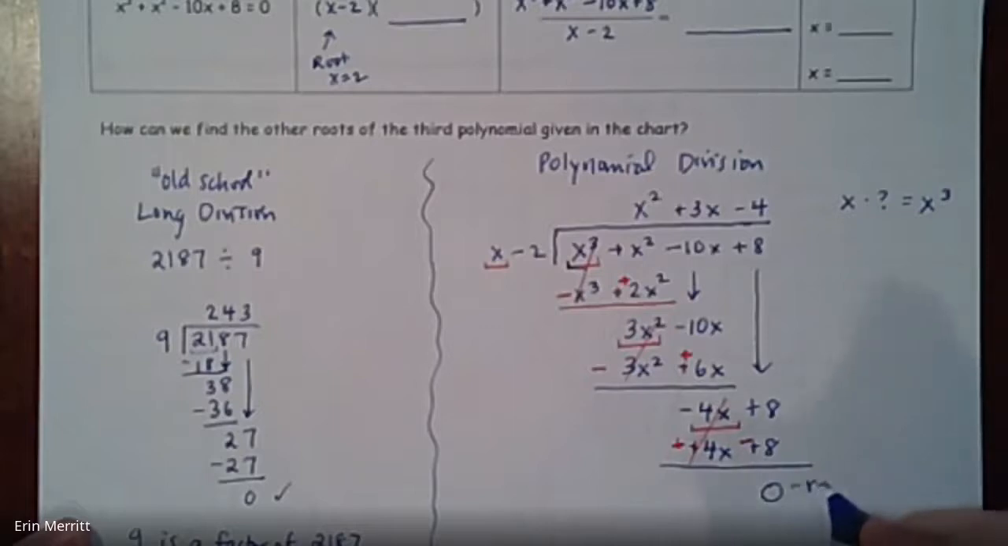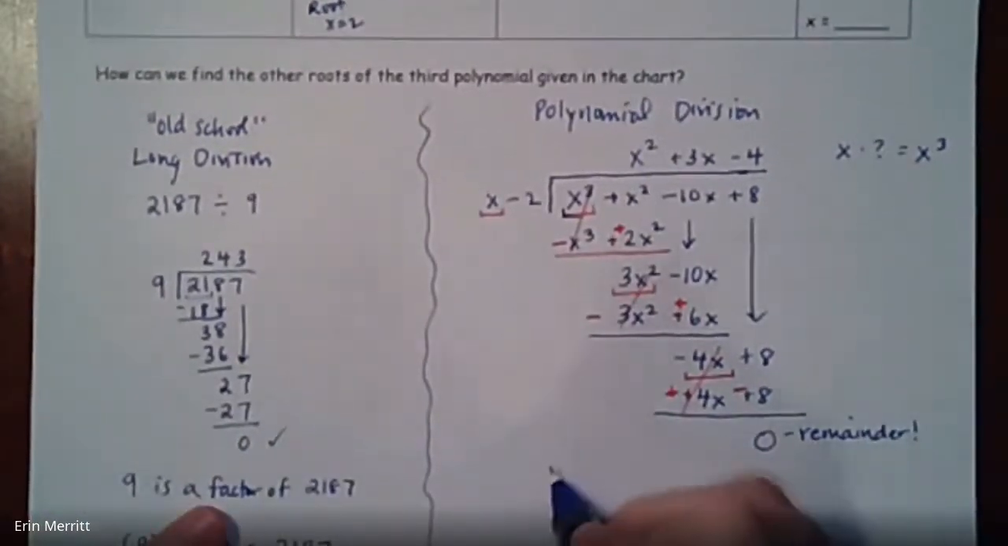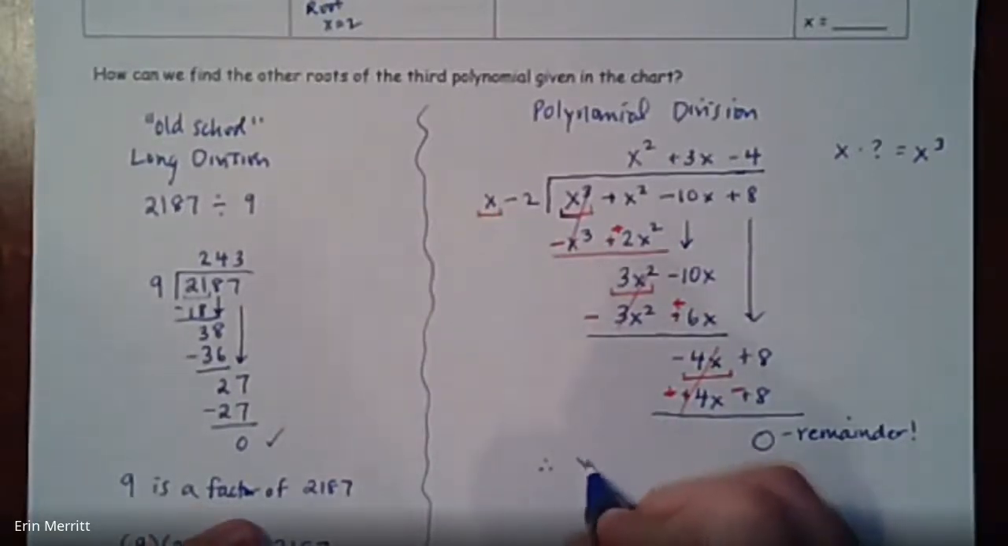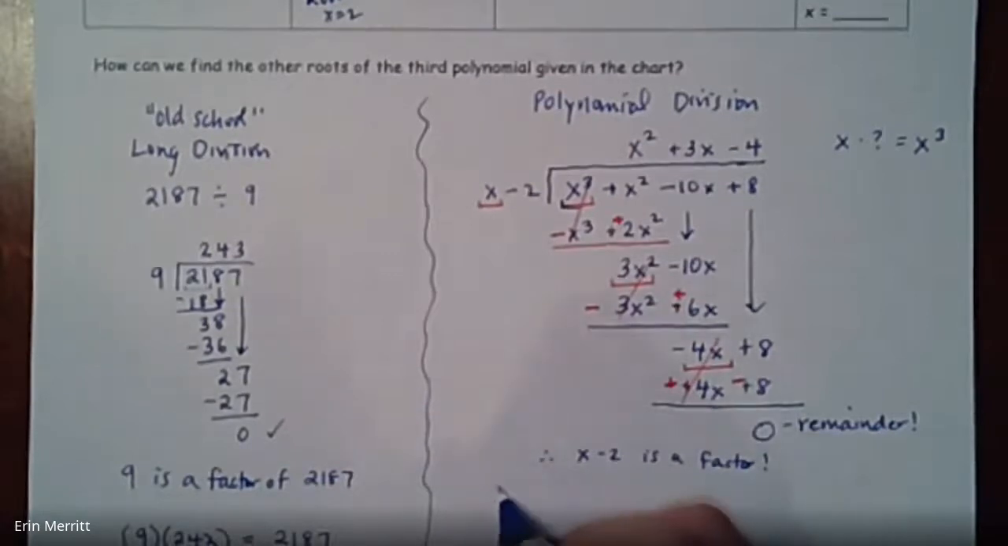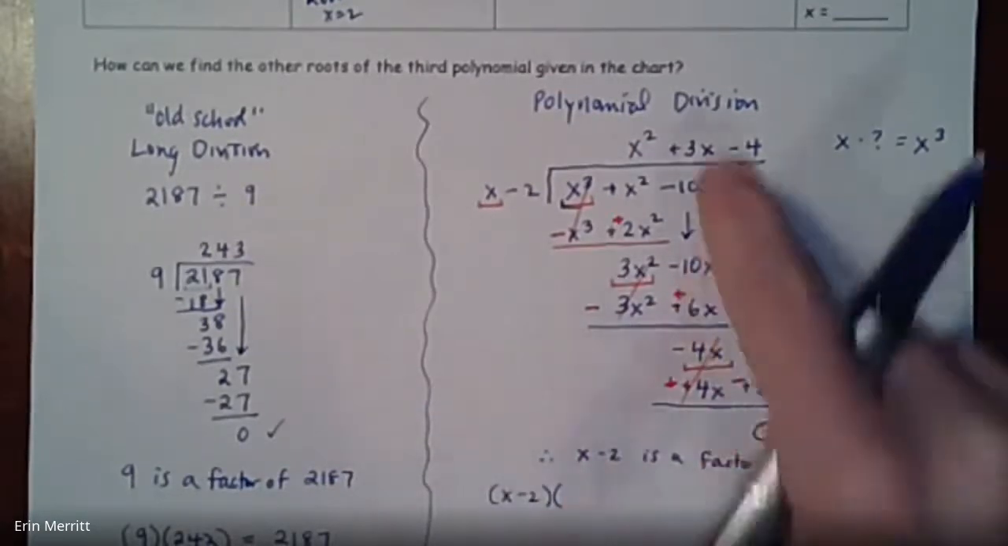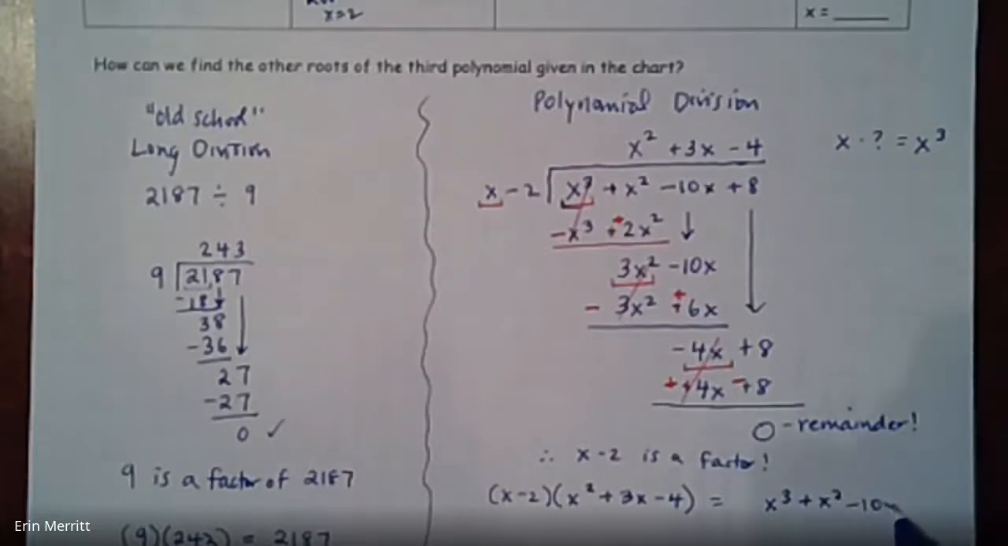So again, when the remainder is 0, that means it divided in perfectly. So for us, what this means here, I can do a little 3 dots for therefore. Hopefully remember that from years prior. X minus 2 is a factor. Yay. And so what that means for us is that we can write it as x minus 2 times the quotient that we got up here, the x squared plus 3x minus 4, and that's equal to the original, that x cubed plus x squared minus 10x plus 8.